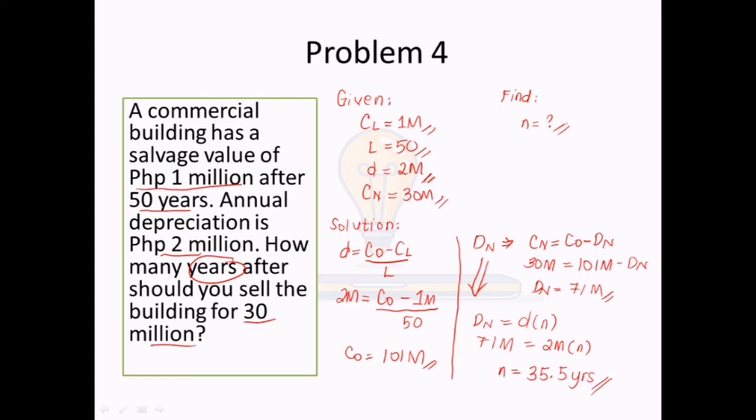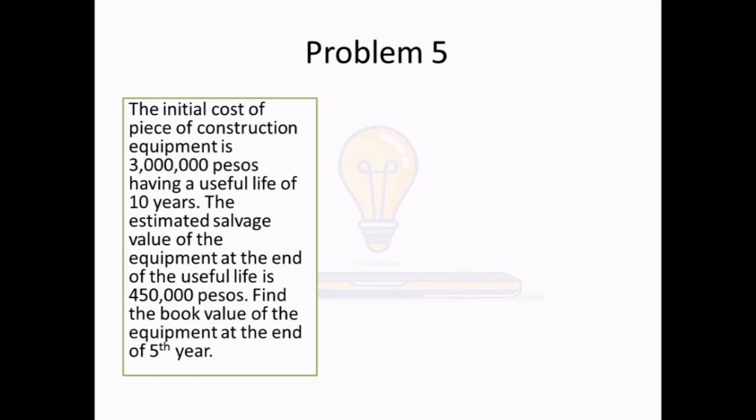So, problem number 5. The initial cost of a piece of construction equipment is 3 million pesos, having a useful life of 10 years. The estimated salvage value of the equipment at the end of the useful life is 450,000 pesos. Find the book value of the equipment at the end of 5 years.